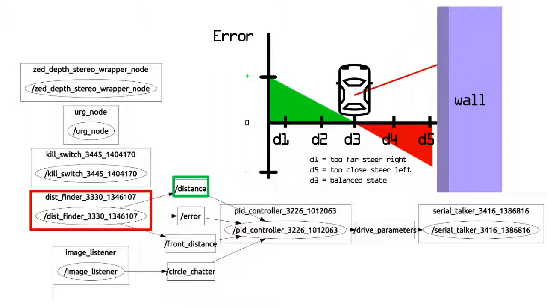The error value helps keep the vehicle at a certain distance from the wall. The distance value represents the distance of the vehicle from a specific angle for the purpose of determining if there is no more wall to follow to the right side of the vehicle. The front distance value is just the distance measured at the front of the vehicle.